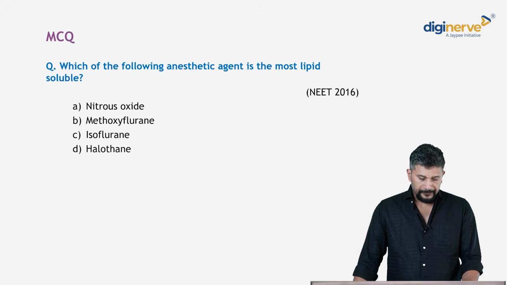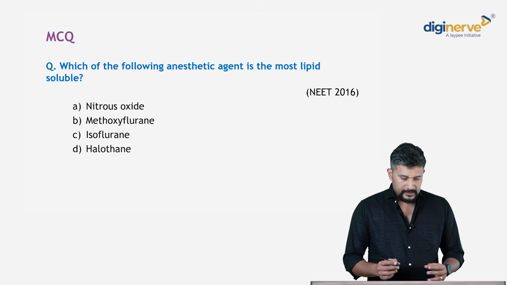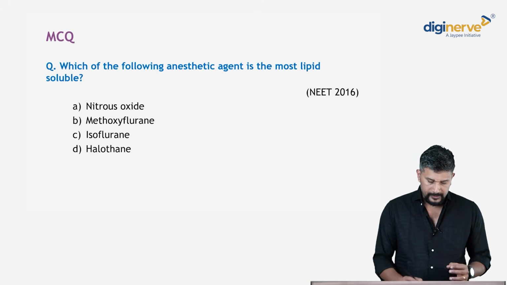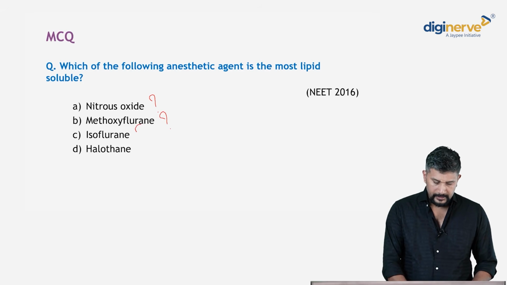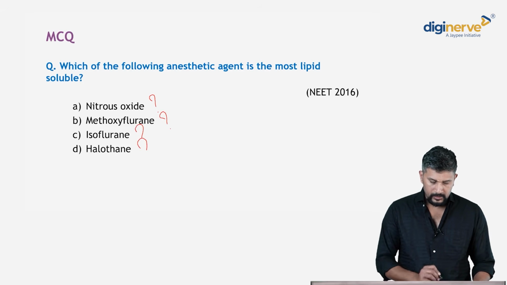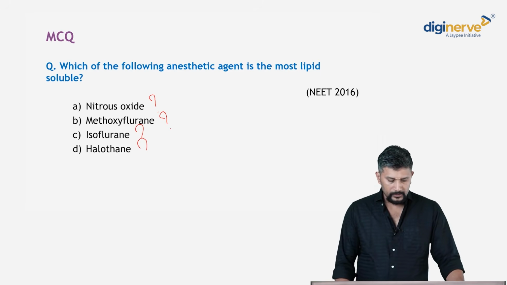Now the next question: which of the following anesthetic agents is the most lipid soluble? Is it nitrous oxide? Is it methoxyflurane? Is it isoflurane? Or is it halothane?